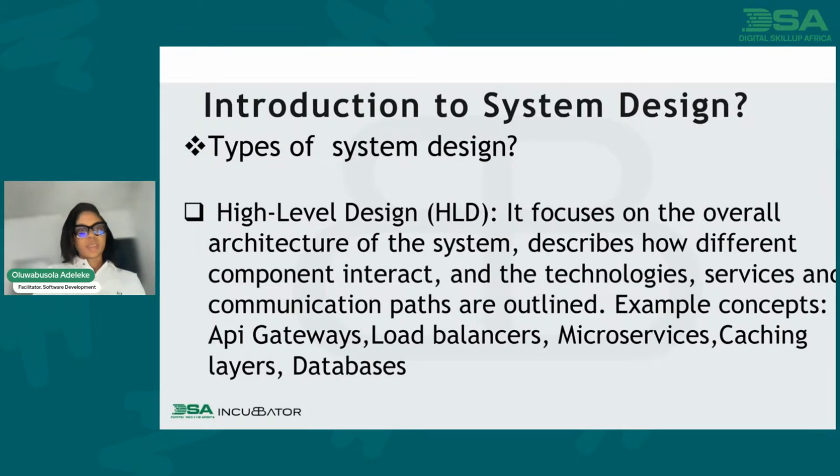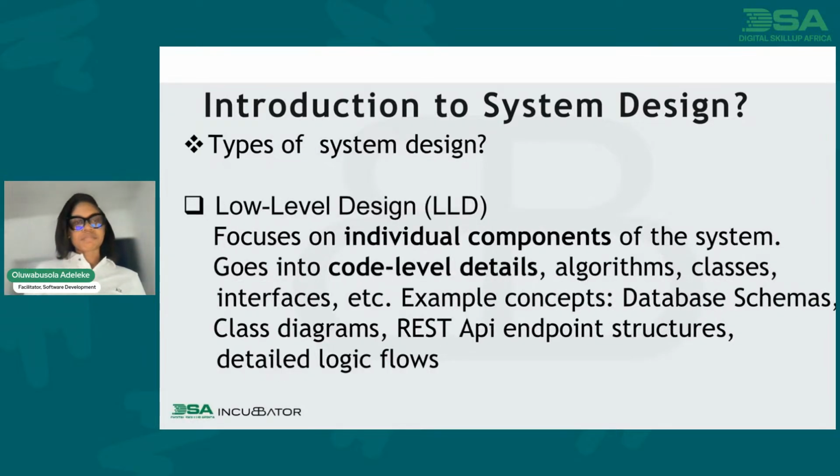Now, high-level design focuses on the overall architecture of the system. It describes how different components interact with each other, and the technologies, the services, and the communication paths are outlined. The things that follow this concept are the API gateway, load balancers, microservices, caching layers, and databases. These are the things we use for high-level design.